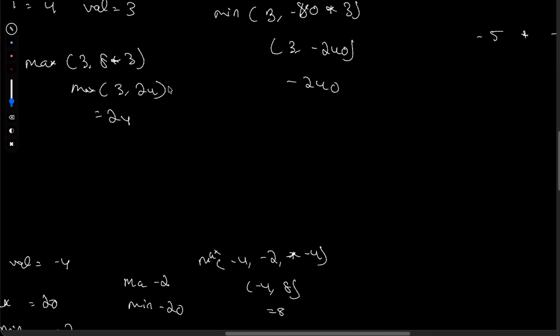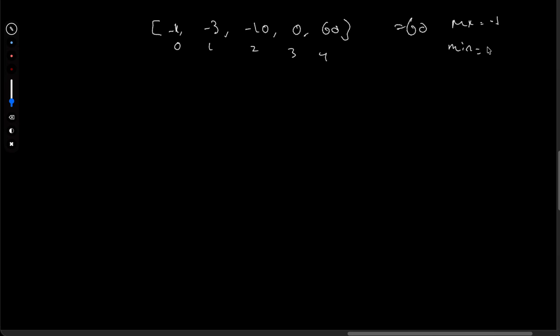Now let's take another example: negative 1, negative 3, negative 10, 0 and 60. So the correct answer is 60. Let's start, with indices 0, 1, 2, 3, 4. The max is negative 1 and the min is negative 1, so the result is negative 1.